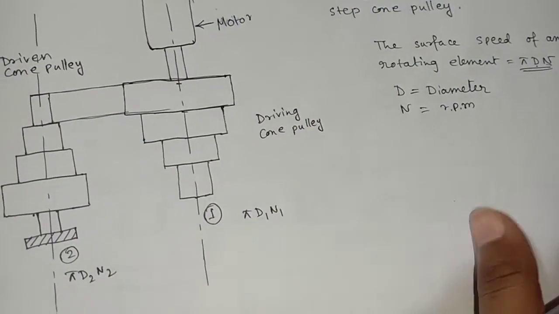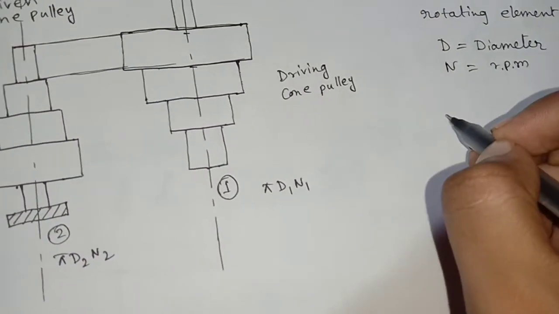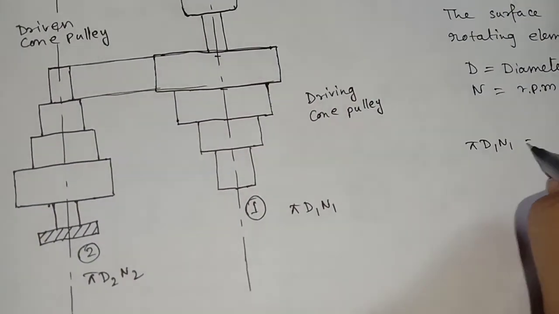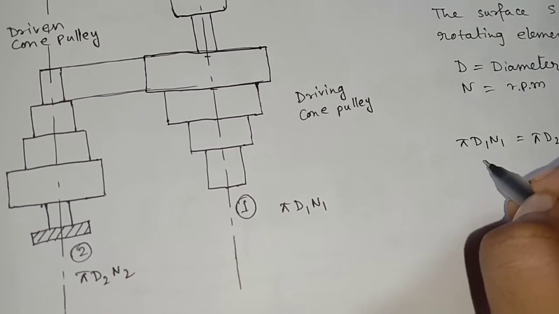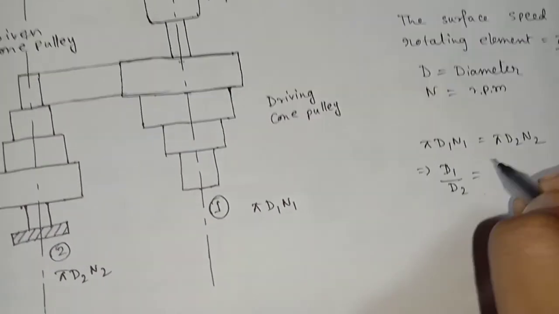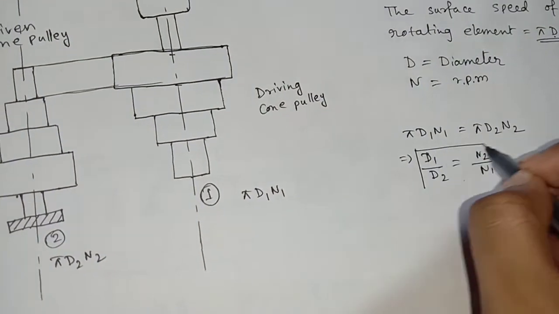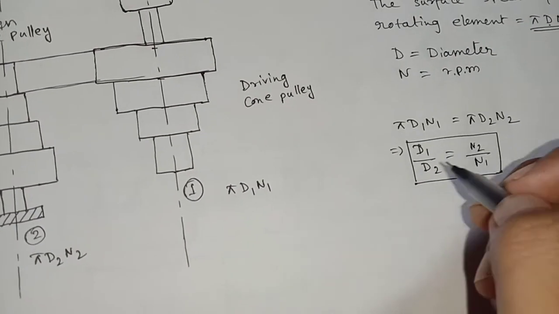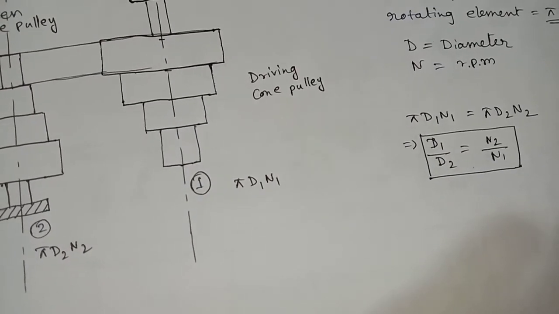Pi d1 n1 and pi d2 n2. So we can get, equating this equation, pi d1 n1 is equal to pi d2 n2. Okay, or I can say d1 by d2 is equal to n2 by n1. By the help of this formula we can get the speed and diameter variation. In a different diameter we can get different speed.